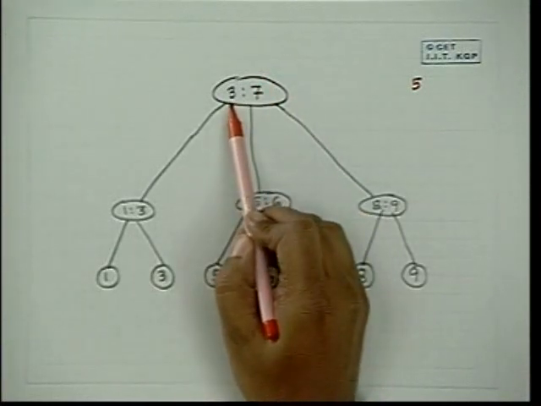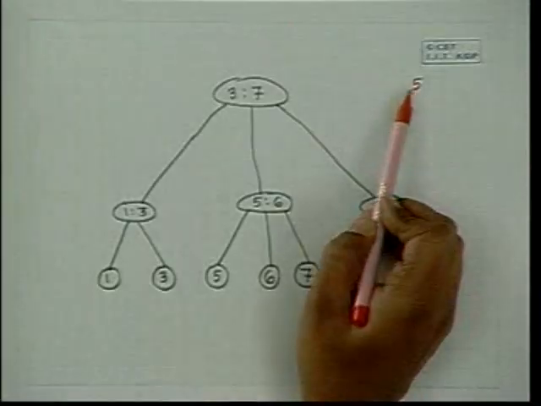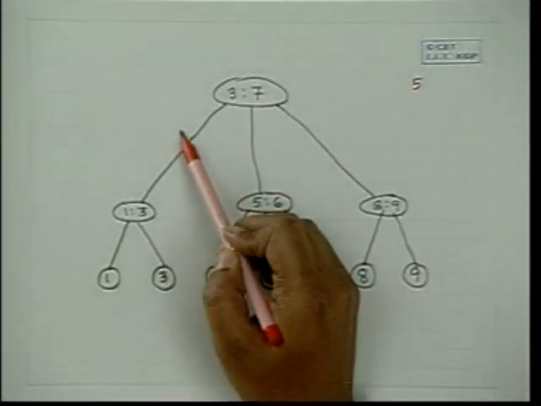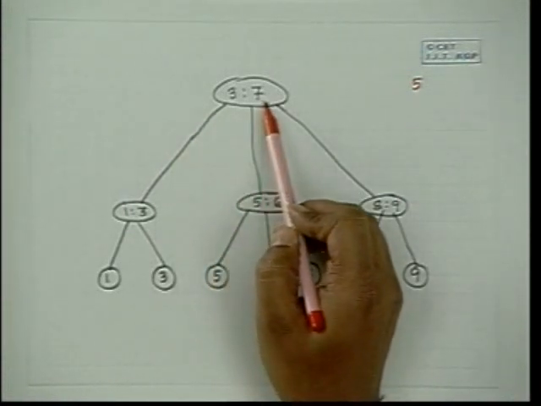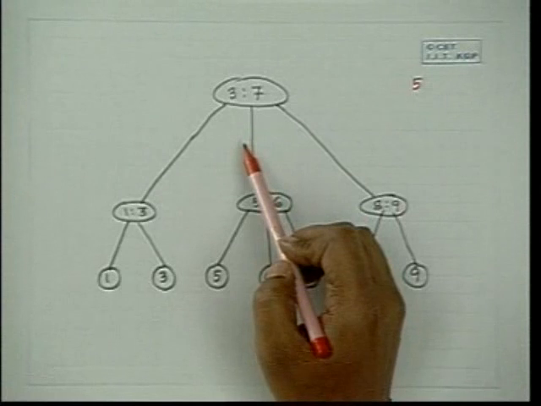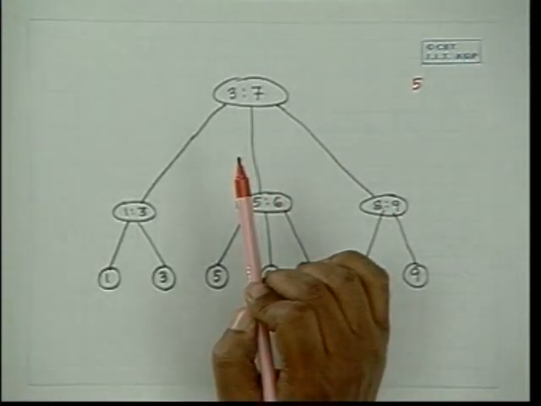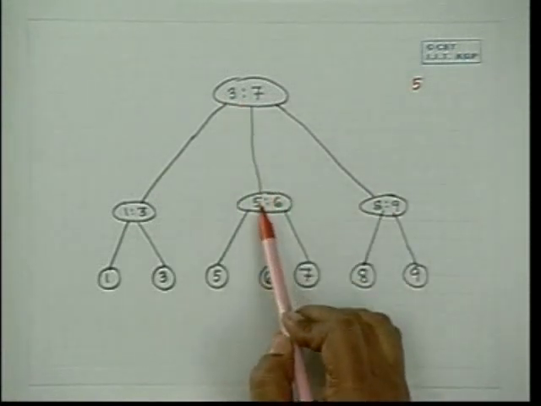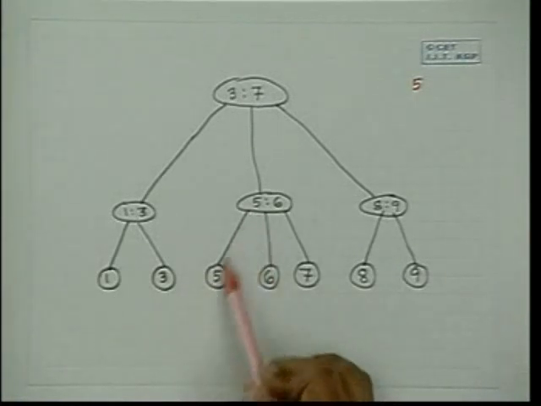Check with the L value. If this value is less than or equal to the L value, you move along the left pointer. Else, if it is less than or equal to the middle value, you move along the middle pointer. Else, you move along the right pointer. So here you will move along the middle pointer, come here, move along the right pointer and reach. Sorry, left pointer.